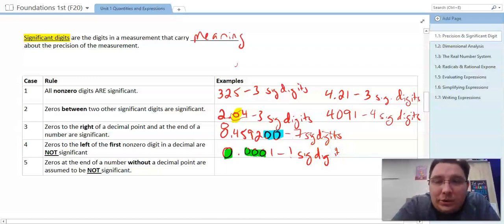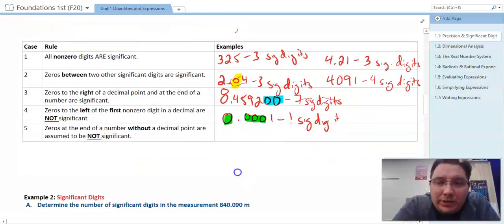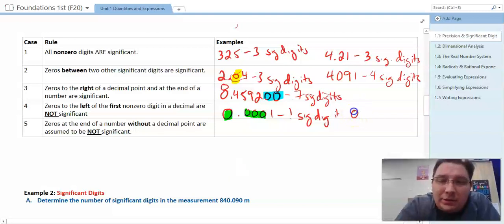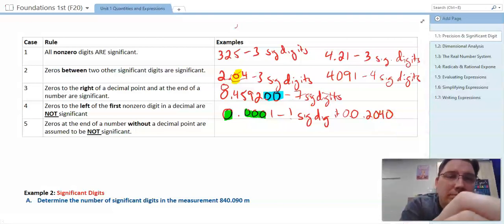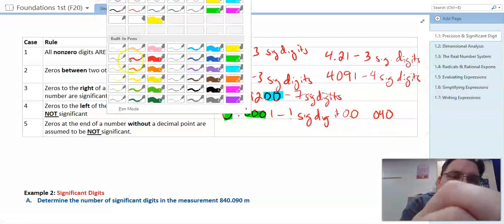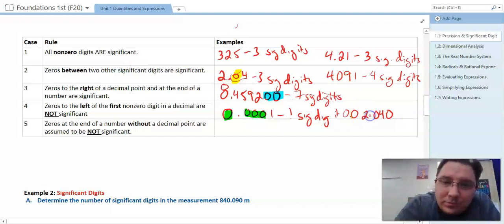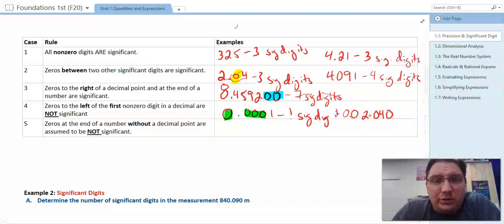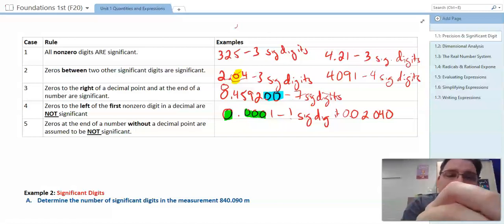Okay, and so we can do one more number. Let's say 0.02040. So let's combine a few rules here now. We're trying to get a little tricky, right? So think about which zeros are going to be significant and which zeros are not.